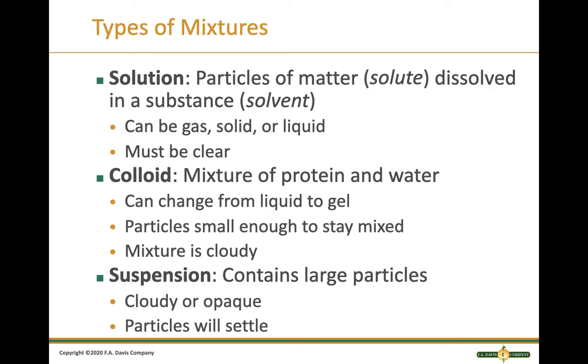So next we're going to talk about some different types of mixtures. A solution consists of particles of matter called the solute, and that is going to be dissolved in a substance called the solvent. That substance is usually water. Then colloids are mixtures of protein and water. So they're generally thicker than a solution. And then a suspension has large particles, so blood would be an example of a suspension because it has cells in it.